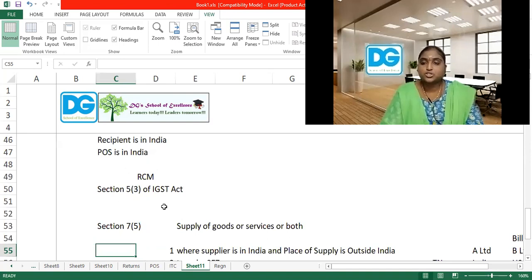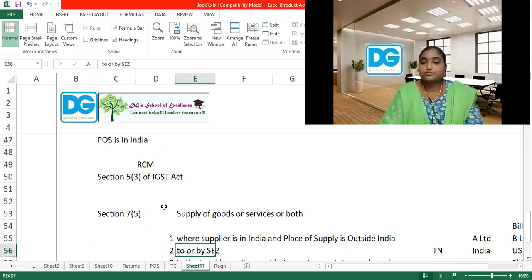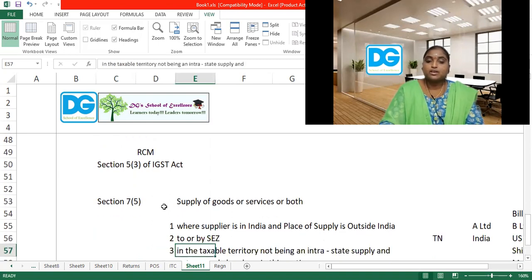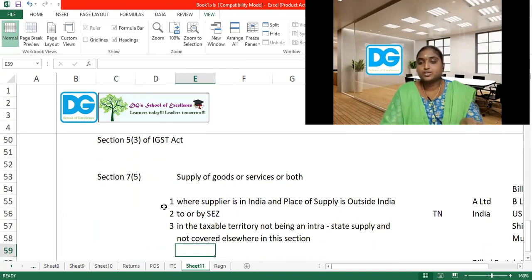And the last subsection is supply of goods or services or both, where the supplier is in India but the place of supply is outside India, then it is treated as interstate supply. Point number 2, when supply of goods or services or both is made to an SEZ, then it is zero rated. If it is made by an SEZ, then interstate supply. Supply of goods or services or both in the taxable territory, that is India, and it is not an intrastate supply, and it is also not covered elsewhere in this section, that is section 7, then it is treated as supply of goods or services in the course of interstate trade.